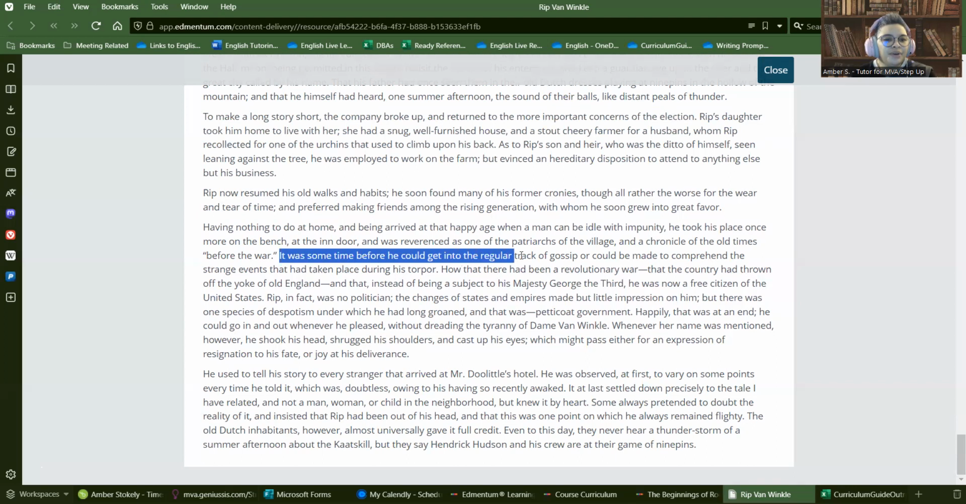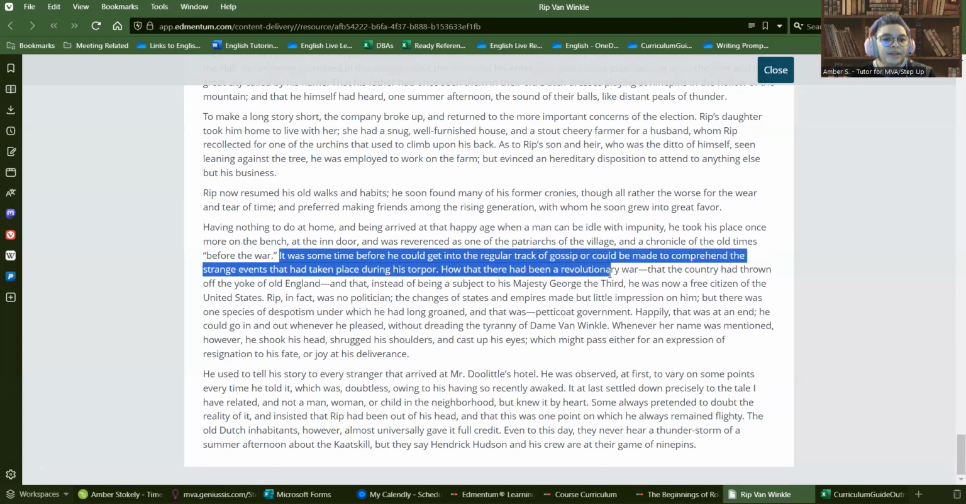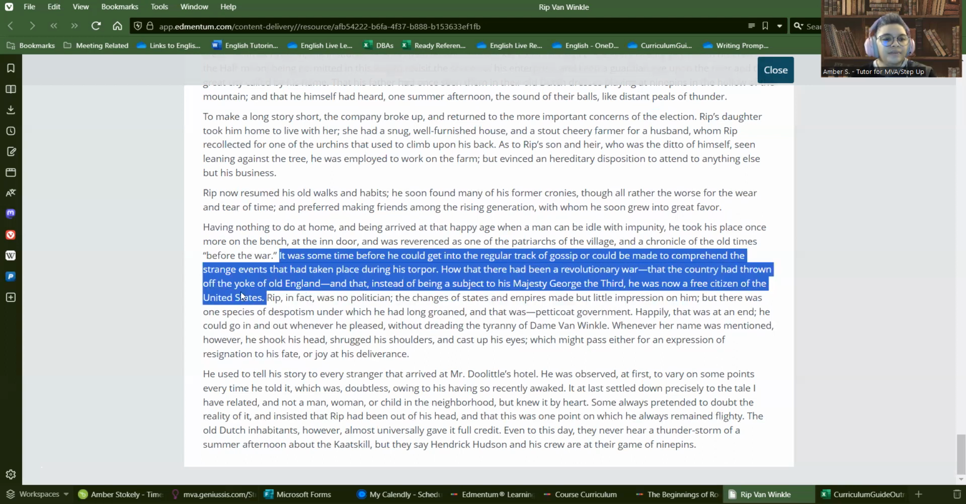It was some time before he could get into the regular track of gossip that could be made to comprehend or understand the strange events that had taken place during his torpor. So torpor is long sleep, you know. How that there had been a revolutionary war, that the country had thrown off the yoke of old England, and that instead of being a subject to His Majesty George III, was now a free citizen of the United States. So he's being caught up about history.